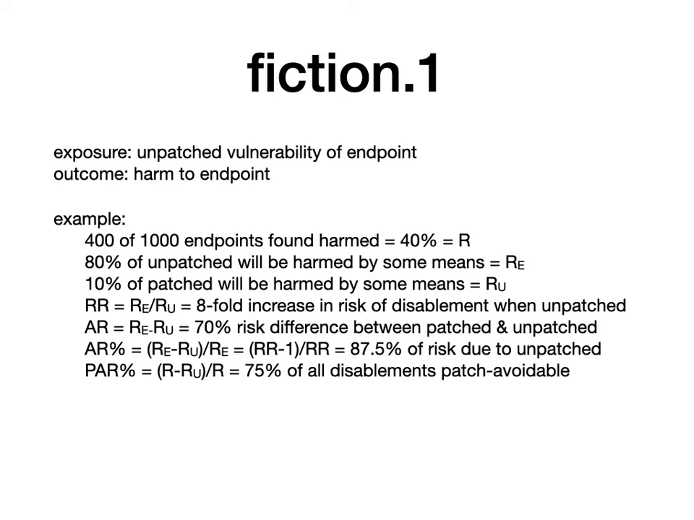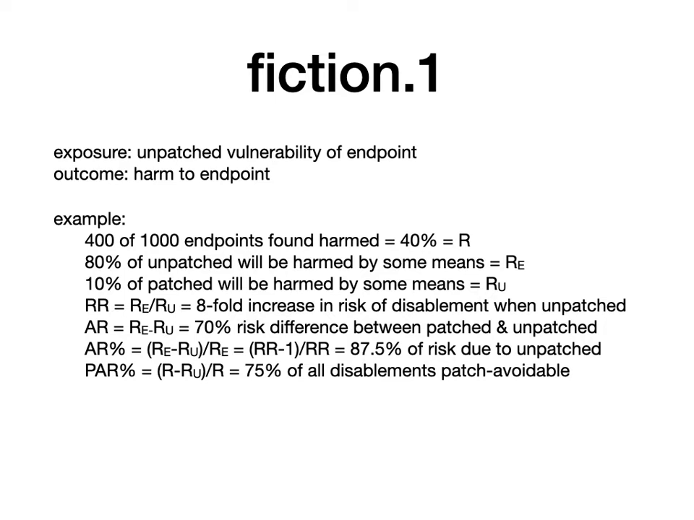Interesting. It says that the attributable risk is 70%. So 70% risk difference between the patched and the unpatched. Not very complicated arithmetic here, by the way. The attributable risk percent says that 87.5% of the population risk is due to the lack of patching. Again, the calculation is just as you saw in the terminology section before.